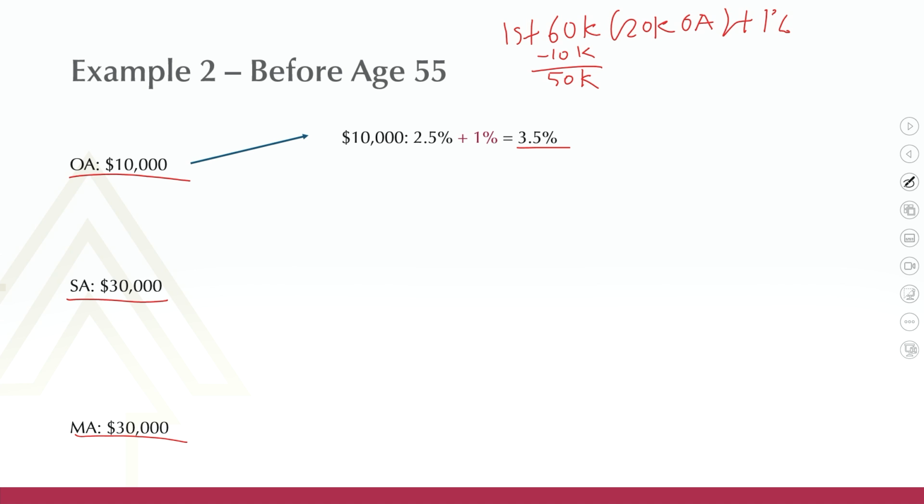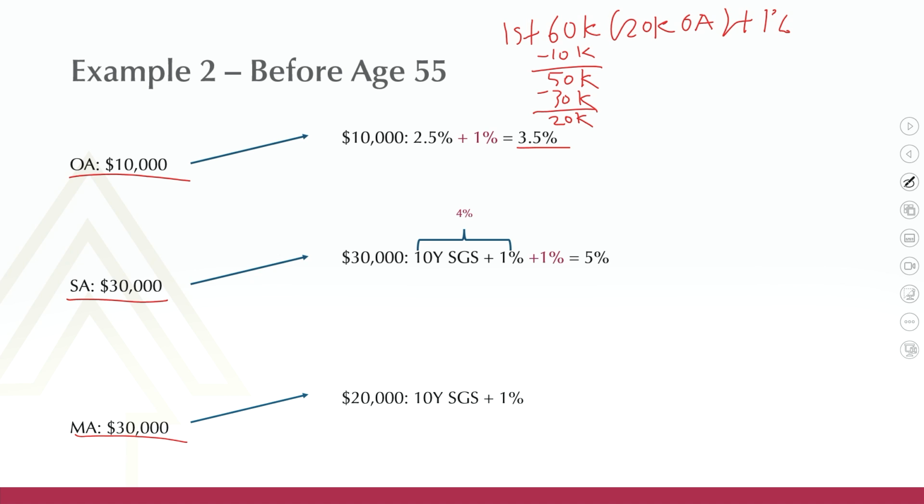His special account has only 30K inside, so for this full 30K, he will be eligible to get the extra 1% interest, or 5%. Lastly, of this 50K, you have used another 30K to get the extra interest, so now your balance is about 20K. Of this MediSave 30K, we can split it into the first 20K, which will get that 4% interest plus 1% extra interest, or 5%. The remaining 10K will just get the 10 years GSU, or 4% interest.